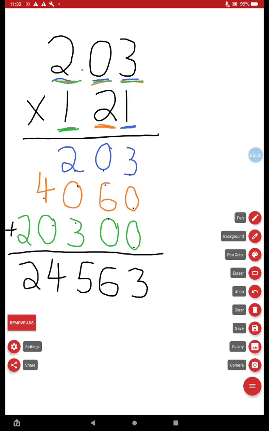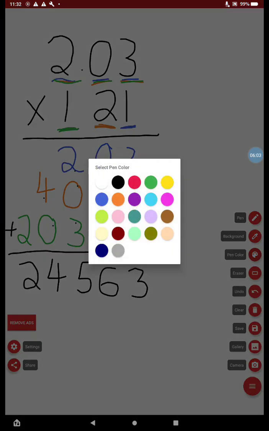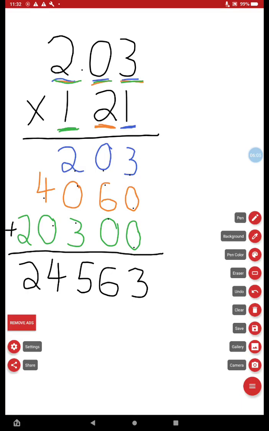Now you might be tempted to put a comma here and call it 24,563. But remember, today we're working with decimals. So let's go back up to the problem. In the original problem up here, where is the decimal point? There it is. Only the top number has a decimal point. The bottom number, since it doesn't have a decimal point, we call it a whole number.